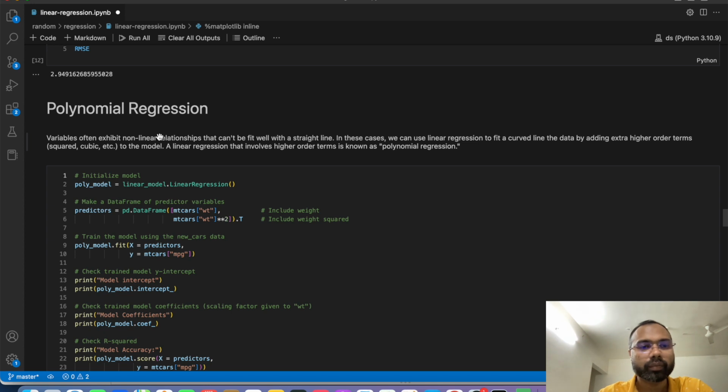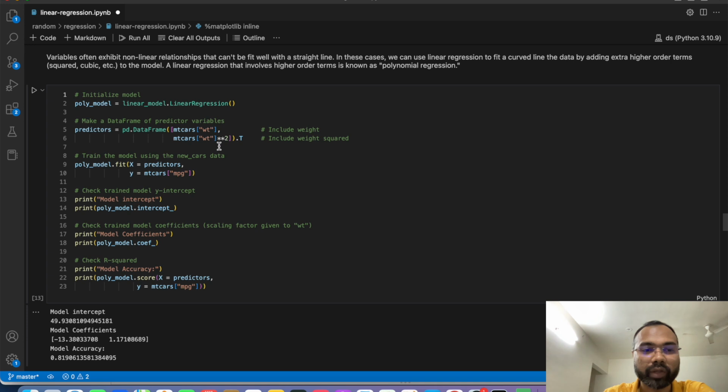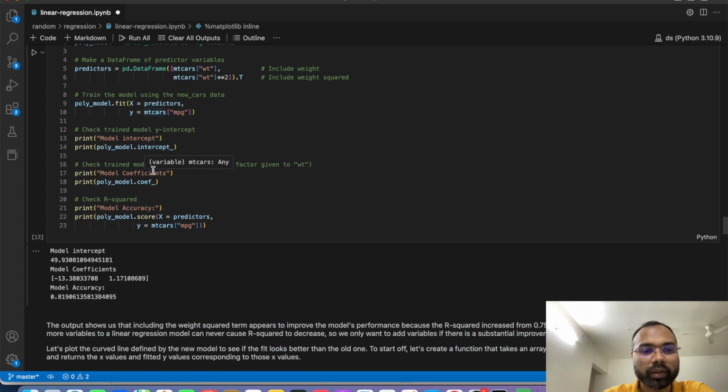Here we are considering polynomial regression. Like I had explained, the target may not be directly related linearly. It may depend on the square of the feature, or the cube of the feature, or the nth power of it, right? So let's say we take the weight of the car and the square of it, and then we create a data frame.